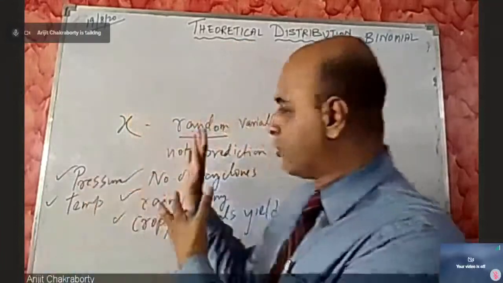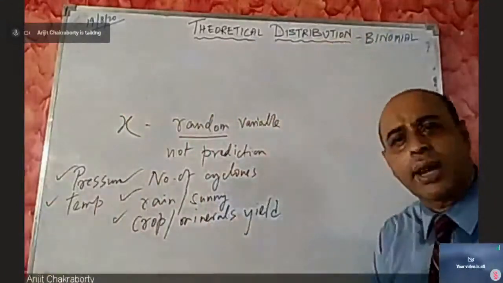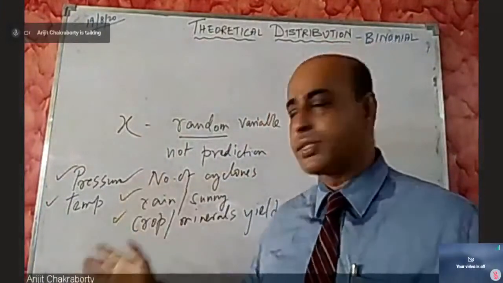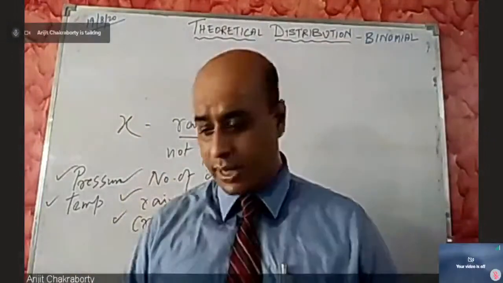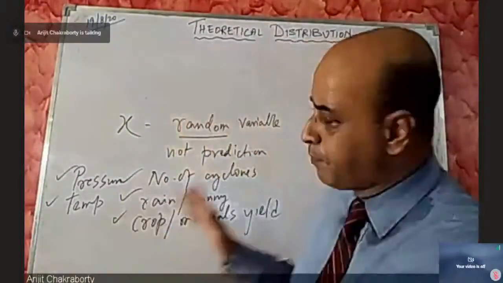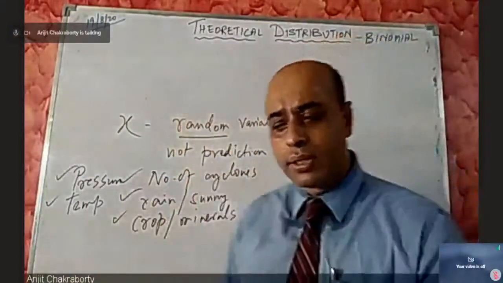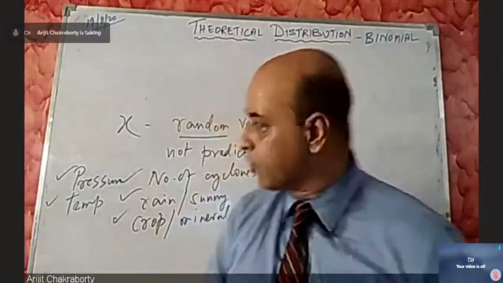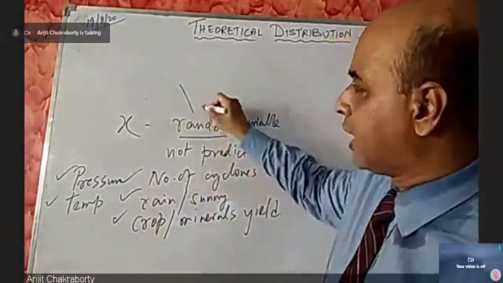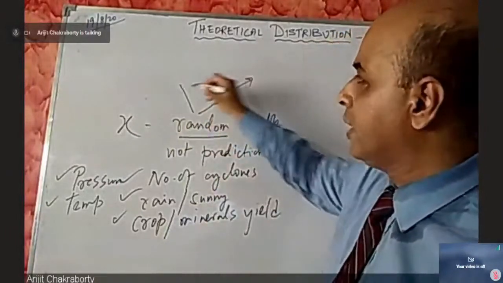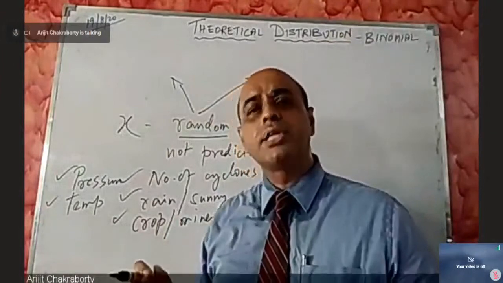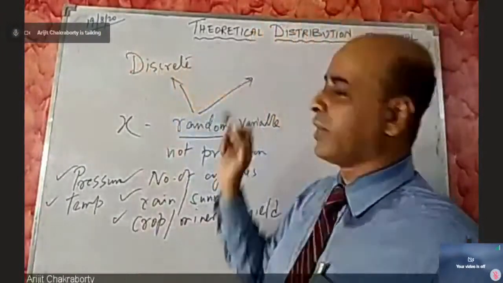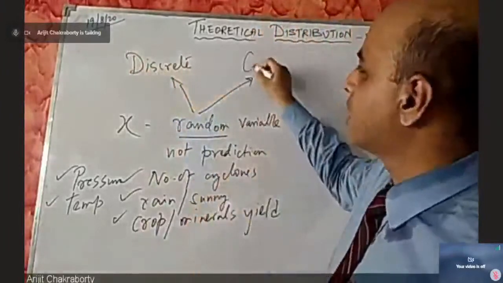Now, we can see so many examples of random variables from our daily life, starting with pressure, temperature, the crop yield, mineral yield, etc. In fact, random variables are of two types. The first type is what we call a discrete variable, and the other is a continuous variable.